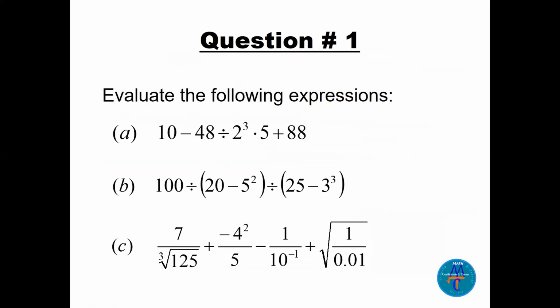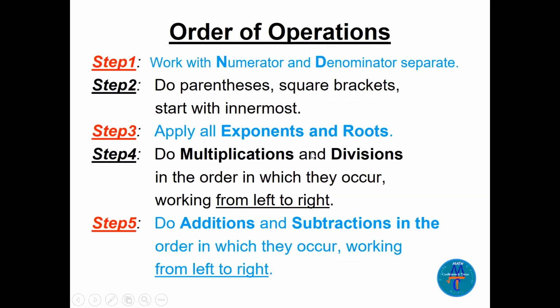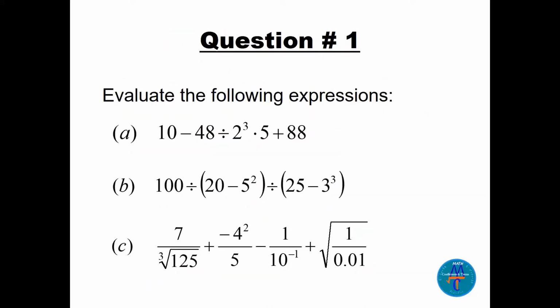Now, let's go. Evaluate the following expressions. Maybe the first one, simple, medium: 10 minus 48 divided by 2 cubed times 5 plus 88. If you don't know the rules, you can go back and see the steps in the order of operations, or you can try.